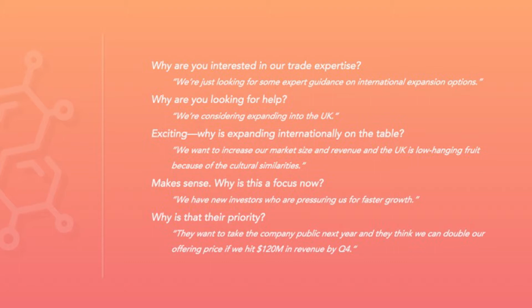Well, we have new investors who are pressuring us for faster growth. And why is that their priority? Well, they want us to take the company public next year, and they think we can double our offering price if we hit $120 million in revenue by Q4. You'll know when you've gotten to level 3 when you hear about the personal consequences of success or failure. In this case, it's the bigger payday for investors if they maximize the offering price.